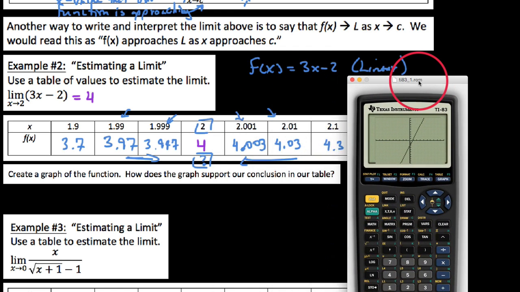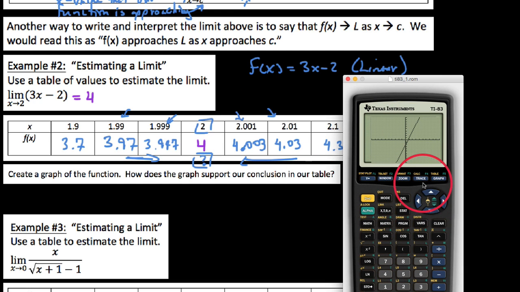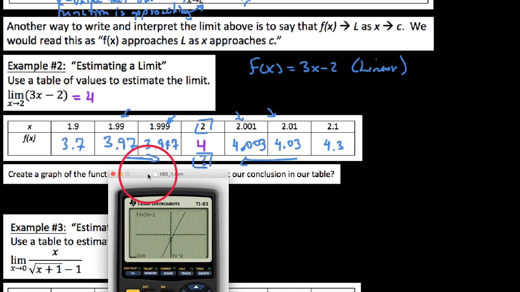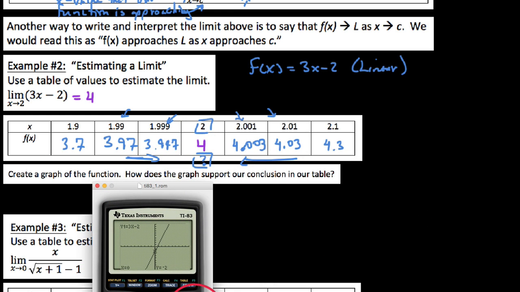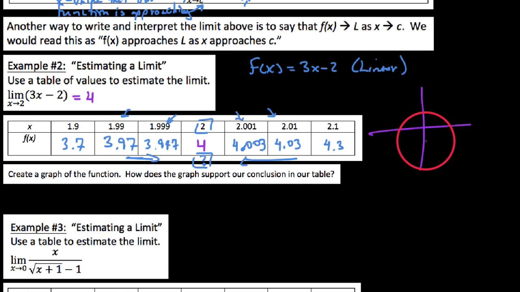What we want to do now is say, how would the graph support this conclusion that we got over here? And so I'm going to pull out my trace menu here. As you see, we trace to an x value that's getting close to 2 from the left. So we're getting closer and closer to 2. Just before 2, you can see that our y values start small, but they're starting to get really close to 4 as x gets close to 2. And as we come from the right side here, we can see that our graph is getting close to 4 from there also.